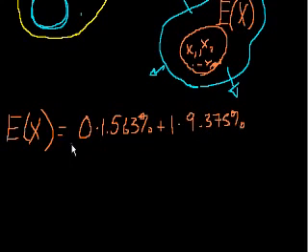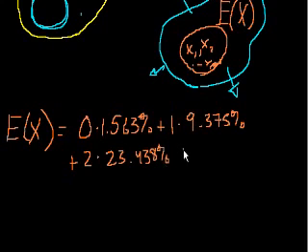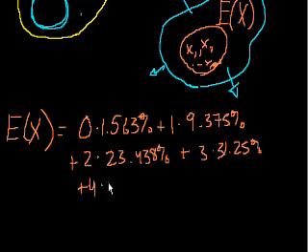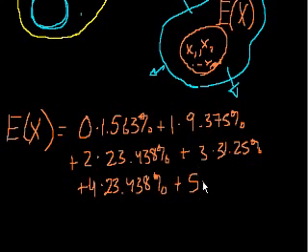9.375% of the time, and then plus 2 happens 23.438% of the time, plus 3 happens, let's see, it says 31.25% of the time, almost there. 4, I get 4 heads out of 6 tosses, 23% of the time, so times 23.438%. I get 5 heads after 6 tosses, 9.375% of the time. And finally, I get all heads.